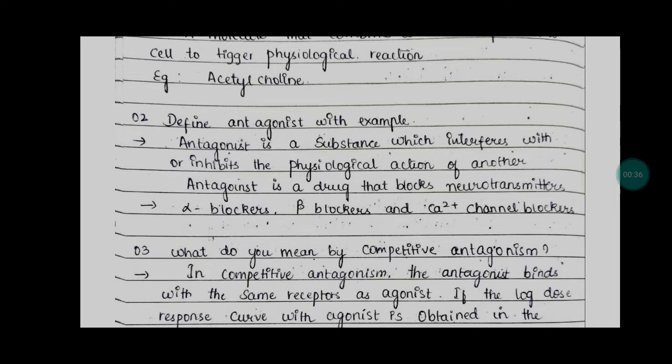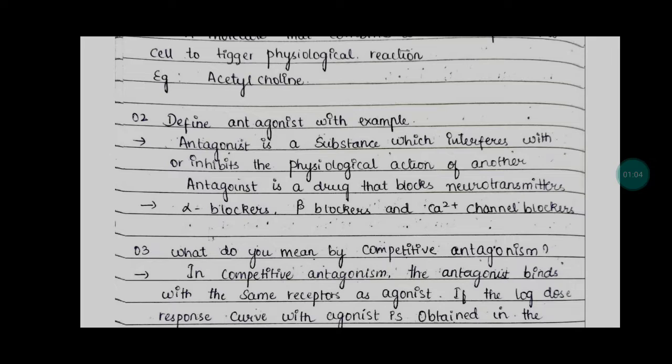And question number two, define antagonist with example. The answer is, an antagonist is a substance which interferes with or inhibits the physiological action of another. An antagonist is a drug that blocks the neurotransmitter, and alpha blockers, beta blockers and calcium channel blockers are examples of antagonists.